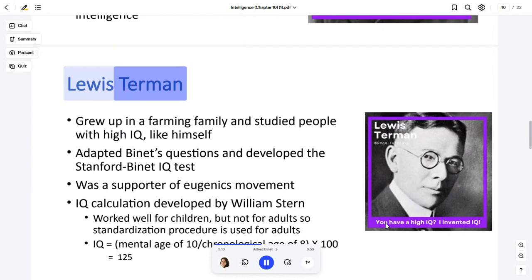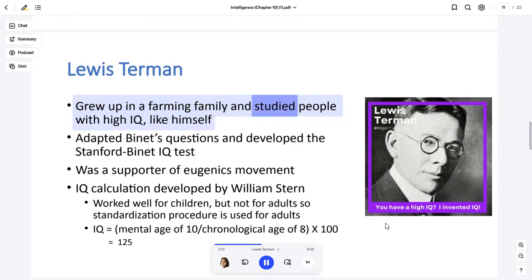Lewis Terman grew up in a farming family and studied people with high IQ, like himself. He adapted Binet's questions and developed the Stanford-Binet IQ test. He was a supporter of the eugenics movement. The IQ calculation was developed by William Stern. It worked well for children, but not for adults, so a standardization procedure is used for adults. IQ equals mental age divided by chronological age times 100, for example 125.